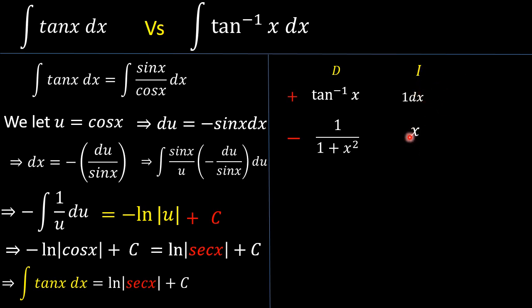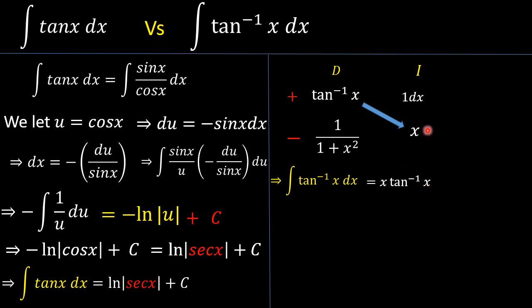Good. The variable simply gives us the variable x. Great. So now, the integral of the tan inverse of x simply gives us, we are going to multiply these two diagonals. That is going to give us x times the tan inverse of x.